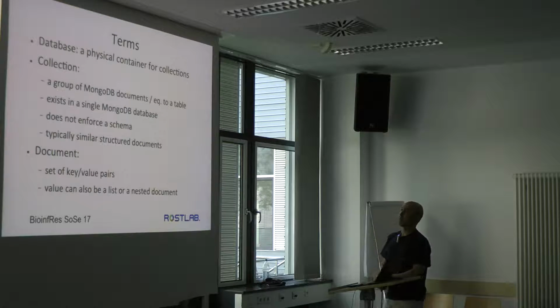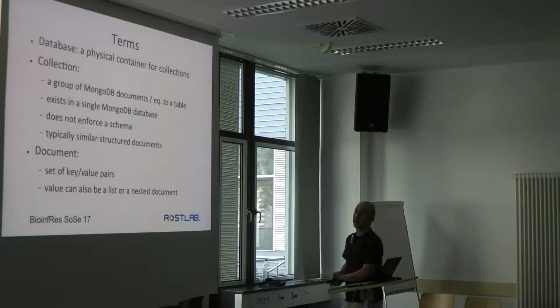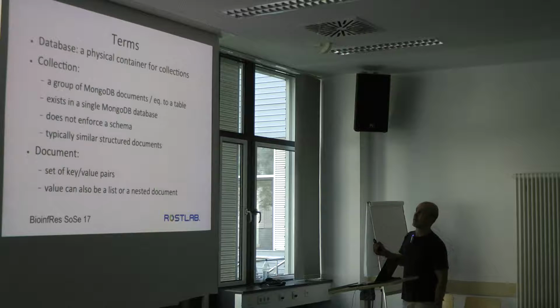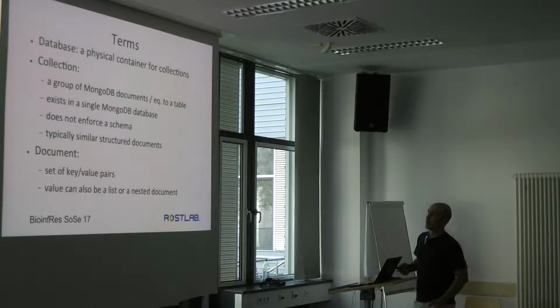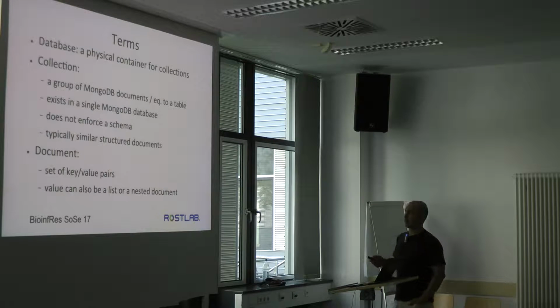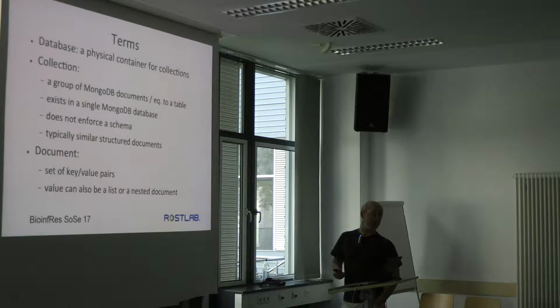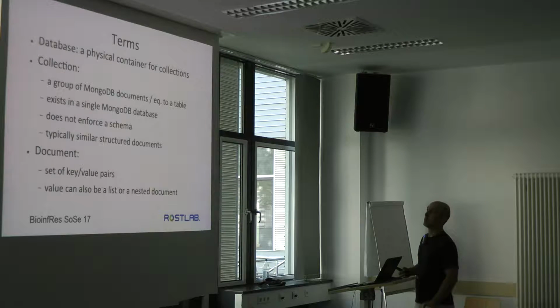In the database, we have collections. A collection is a group of MongoDB documents. This is the equivalent to a table. So it is not a table, but it's equivalent. In the relational database, you have all these rows, the tuples; here we have the documents. Every collection exists only in a single database. But the difference to a table is that it does not enforce a schema. That means not every document has to contain the same fields.